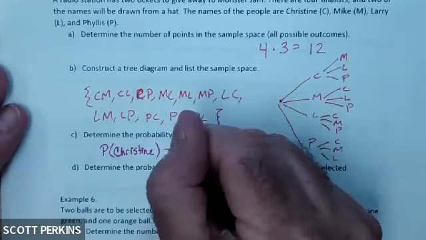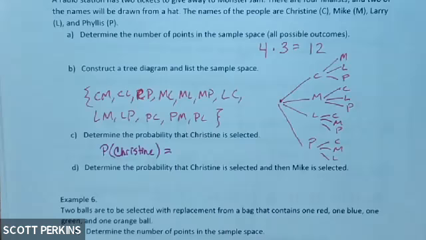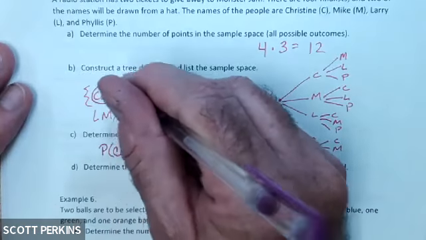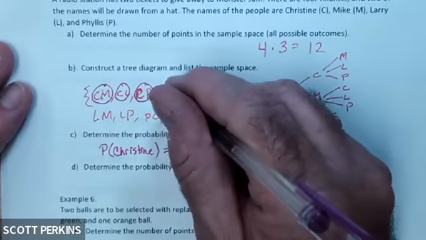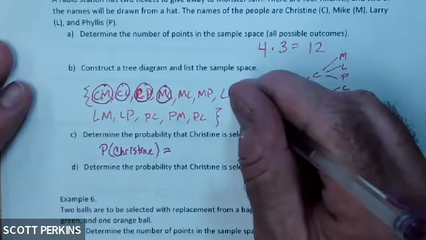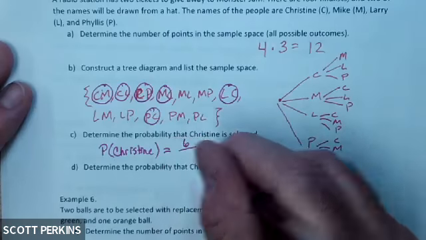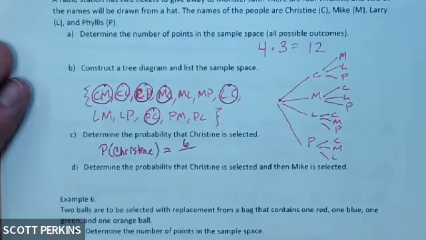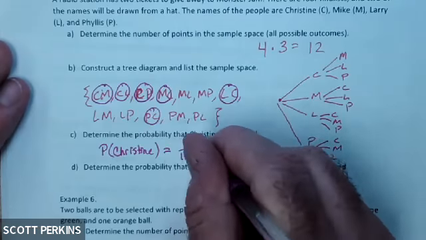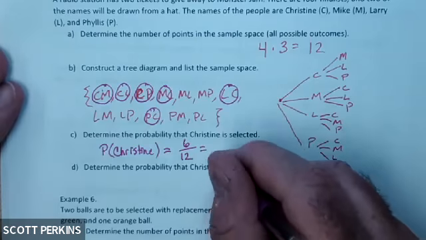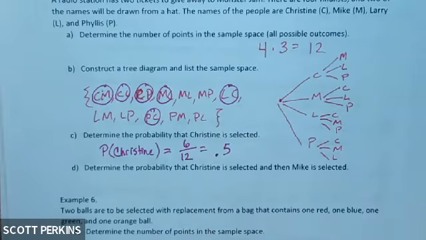So my probability. How many different outcomes does Christine occur in? So 1, 2, 3, 4. She happens a couple other times. 5, 6. So that's 6 out of how many total possible outcomes? 12. And I'm just going to pop that into my calculator. Remember you can always reduce a fraction. 6 divided by 12 is just 0.5. Right there in the middle. Half the time Christine's going to be the winner.